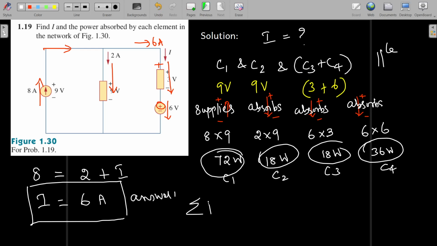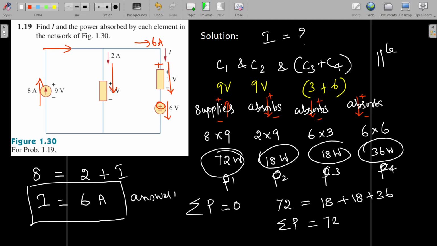And we know that sigma P, that is conservation of power, is equal to 0. So using this, we say that this is power 1, this is power 2, this is power 3, this is power 4 by the respective components. So 72 watts is the supplied power, that is equal to the summation of this 18 watts plus 18 watts plus this 36. 36 plus 36, so 72. So the summation of P, that means 72 minus 72, is equal to 0. So it's proved, right? So we have calculated the power absorbed by each component also. Okay, thank you. Hope you have understood.